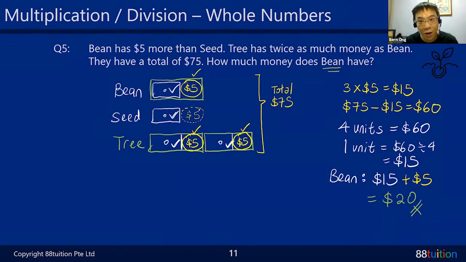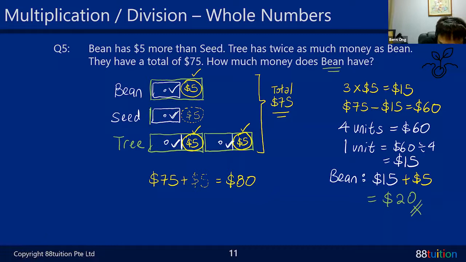So I take my total, 75. This 75 doesn't include the dotted $5, so I must add it in. Can you see that? If I add in the dotted $5, what happened? It becomes $80. So you plus instead. Now what does $80 represent? It represents how many green? One green represents one white and the $5.